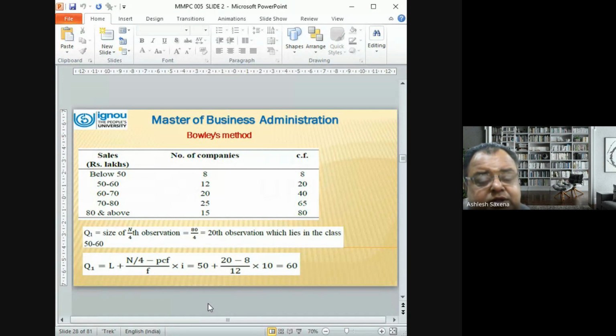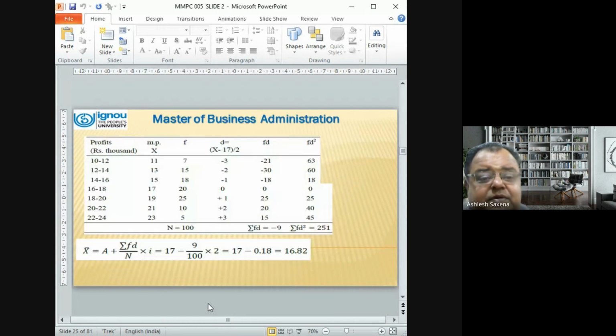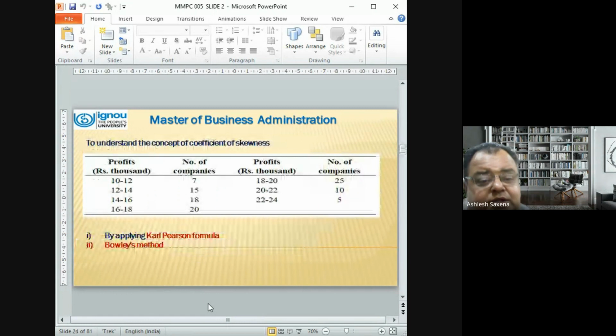Now we are using this relation for Bowley's method. That is the job for you. For this particular problem, I have used Karl Pearson, and as an exercise, you can calculate it by Bowley's method. You will get the same value, almost the same value.